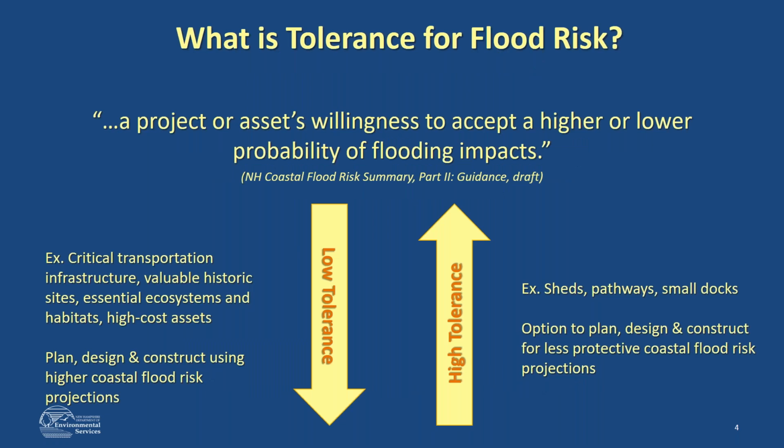Tolerance for flood risk is a project or an asset's willingness to accept a higher or lower probability of flooding impacts. So assets or projects with low tolerance for flood risk include critical transportation infrastructure, valuable historic sites, essential habitats, or assets or projects that are expensive and have a high cost of replacement. So those types of projects or assets should be planned, designed, and constructed using higher coastal flood risk projections. That compared to assets or projects with a high tolerance for flood risk, such as sheds, pathways, small docks, things that are generally less expensive or easier to replace, or less critical to public safety. Those types of projects or assets have the option to be planned, designed, and constructed for a less protective coastal flood risk projection.